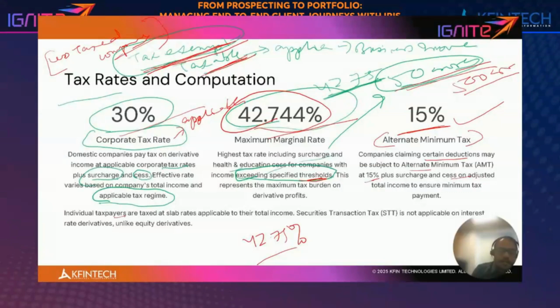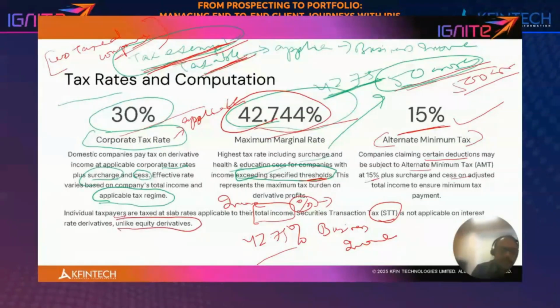Individual taxpayers like us are taxed at a slab rate applicable to their total income. So whatever is your income tax bracket, you will be charged on that, and again it is treated as business income. STT is not applicable in interest rate derivatives, unlike equity derivatives. Very important. No STT.